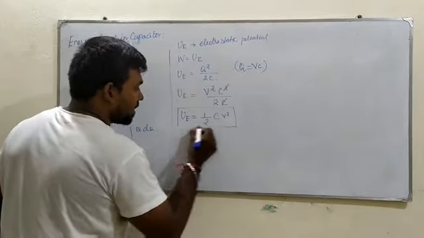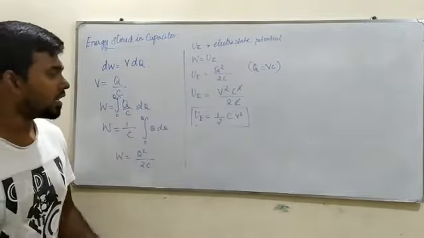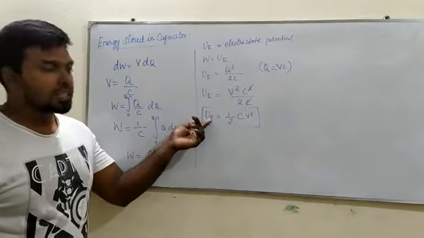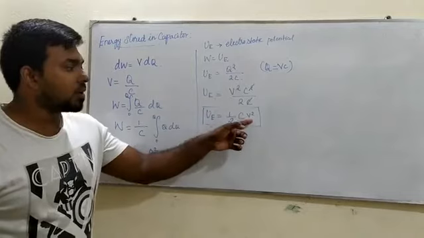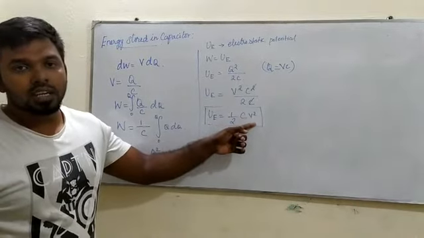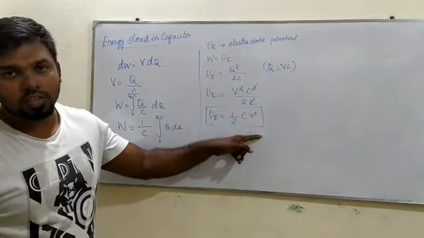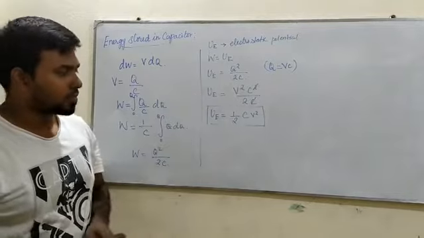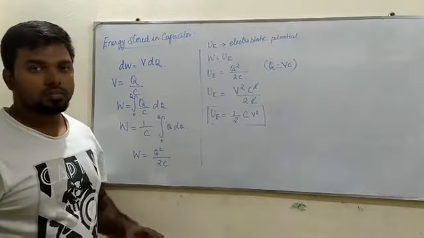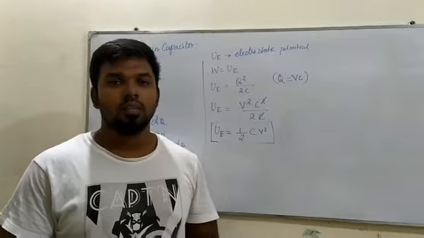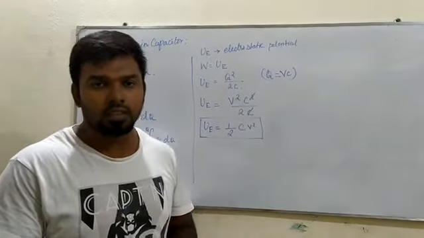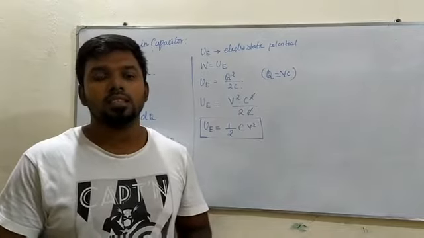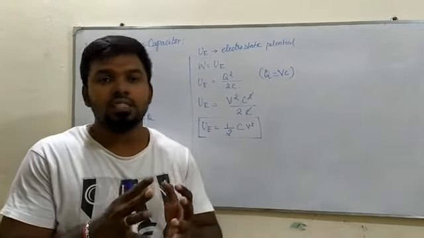From this expression we can say that the electrostatic potential energy is directly proportional to the capacitance and directly proportional to the square of the potential difference of the two parallel plates. So this expression gives us the potential energy stored in the capacitor. Now the question arises: where is the potential energy stored?